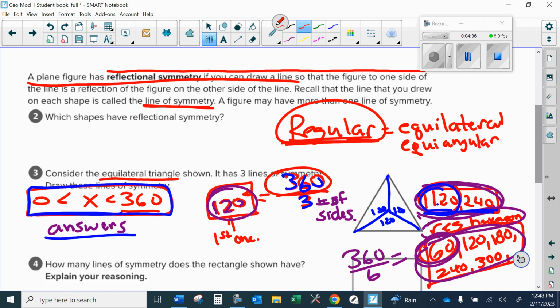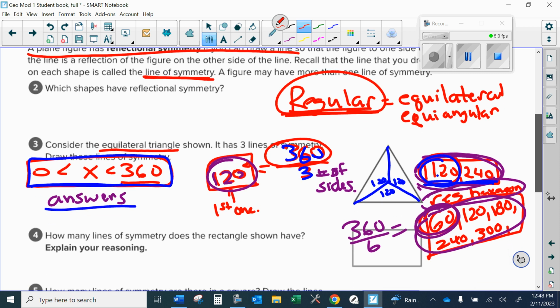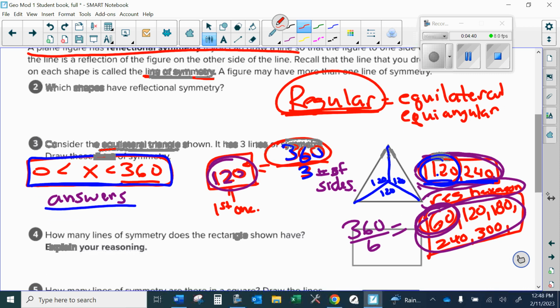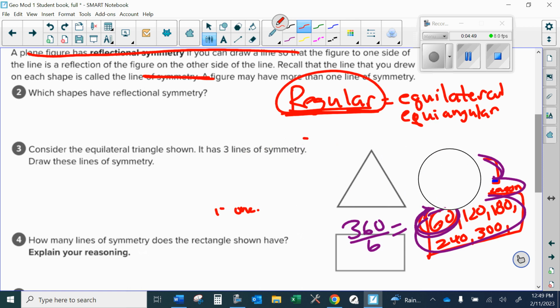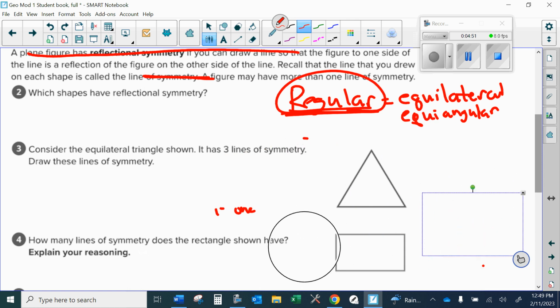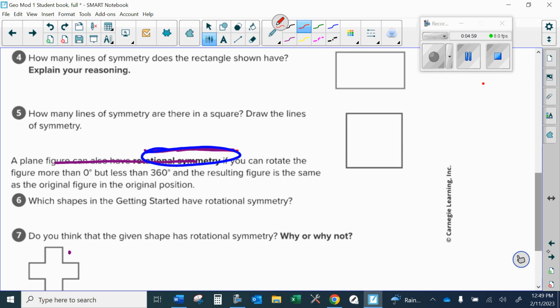Now, what I was explaining here is dealing with rotational symmetry. So let's get rid of that till we get to that. Okay. So here's where we're talking about rotational symmetry down here.